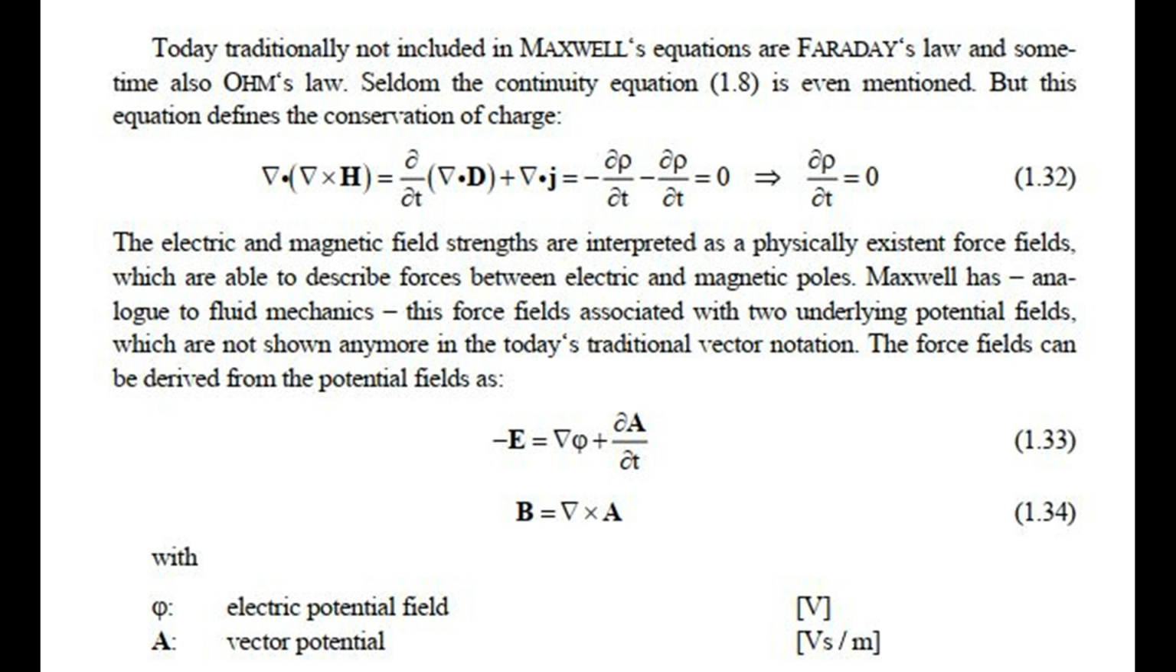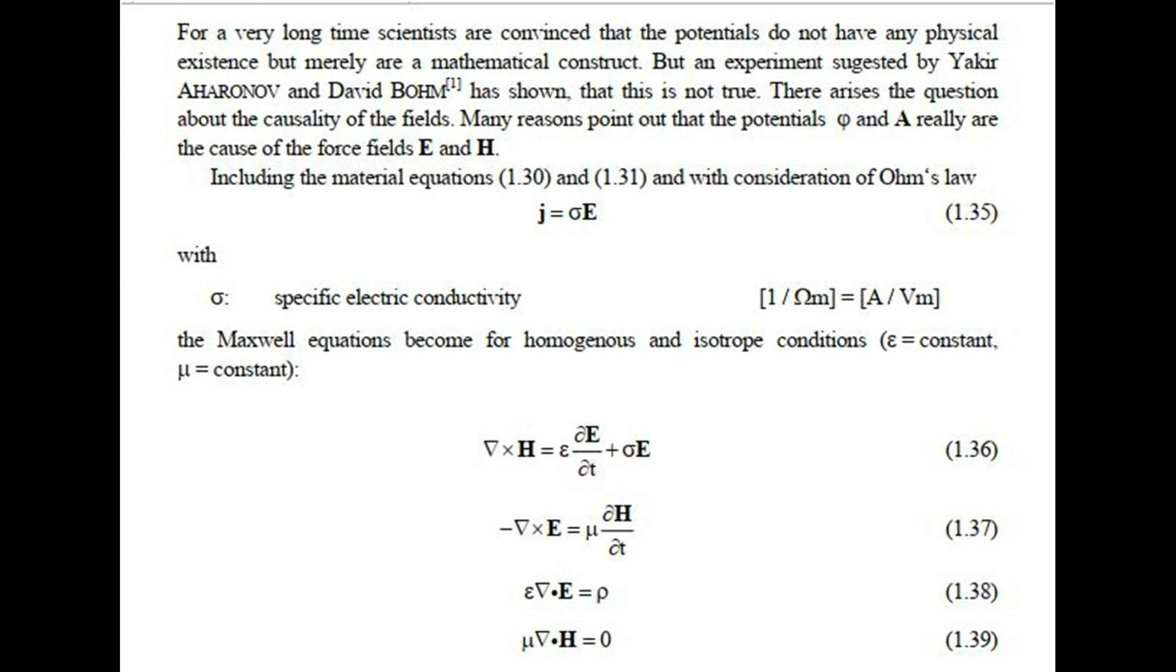The electric and magnetic field strengths are interpreted as physically existent force fields, which are able to describe forces between electric and magnetic poles. Maxwell, by analogy to fluid mechanics, associated these force fields with 2 underlying potential fields, which are not shown anymore in today's traditional vector notation. The force fields can be derived from the potential fields, with J, electric potential field, volts; A, vector potential, volt seconds per meter. For a very long time scientists were convinced that the potentials do not have any physical existence but merely are a mathematical construct.